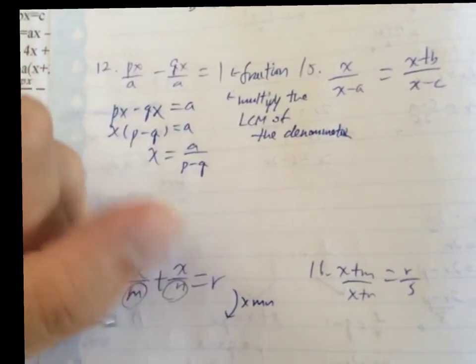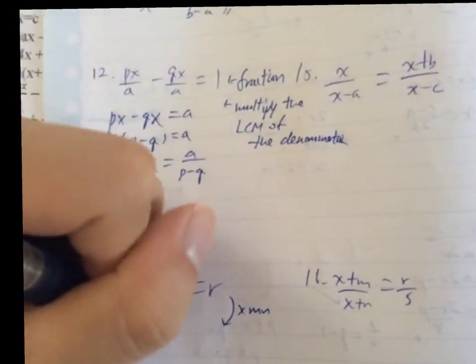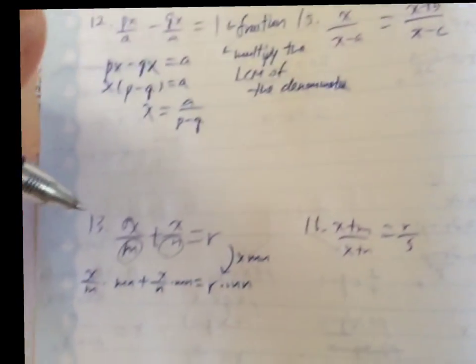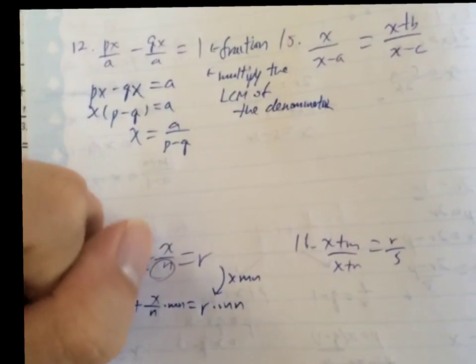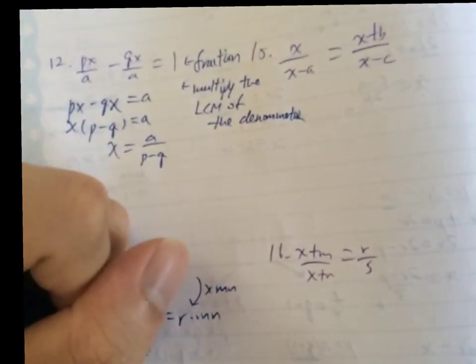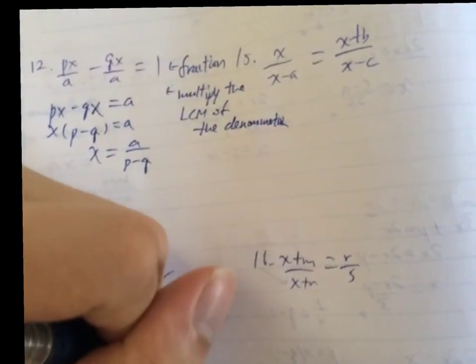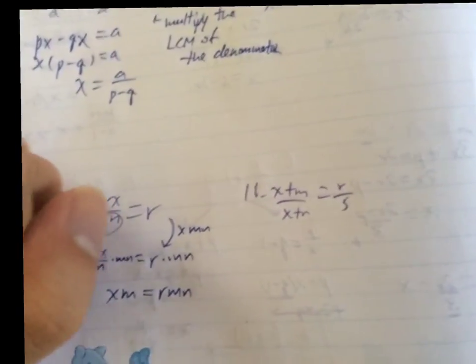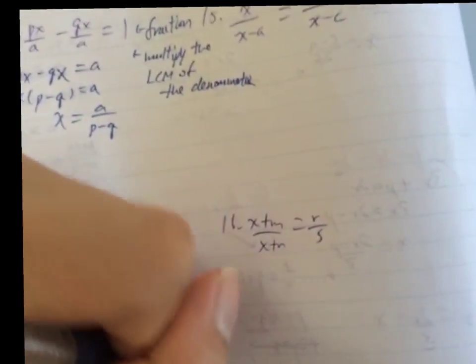So x times mn plus x over n times mn equal to r times mn. This is the first step. So xn plus xm equal to rmn. And then all expanded out, no fractions. So you can factorize out the x, and you can move it to the denominator.